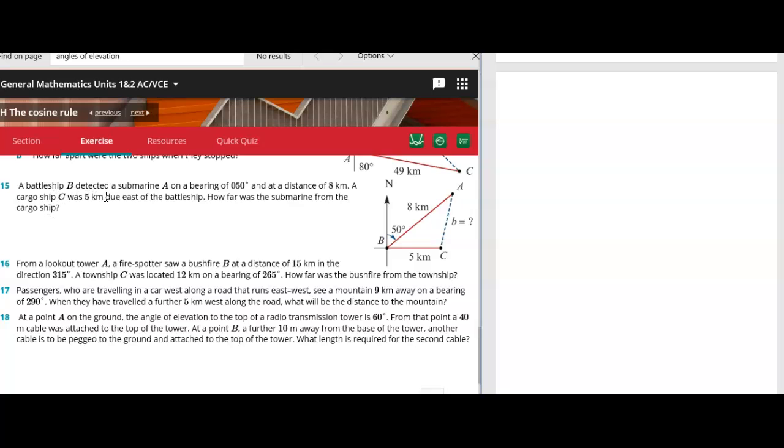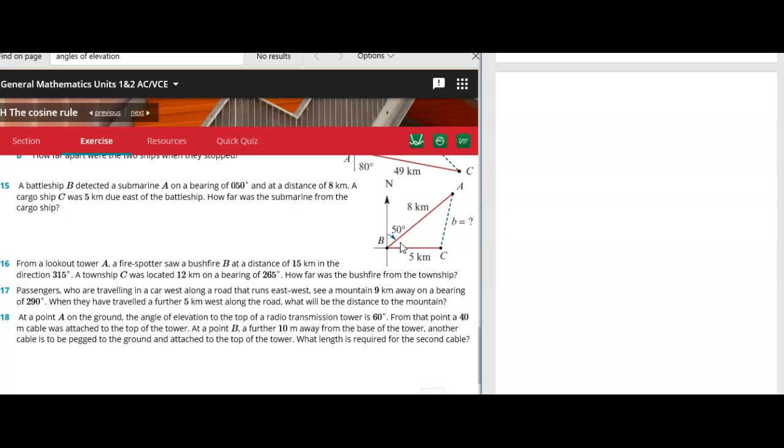A battleship B detected a submarine A. So here's the battleship, detected a submarine. There's a bearing of 50, distance 8 kilometres. A cargo ship C at sea was due east of the battleship. How far was the submarine from the cargo ship? Okay, so this one here is your straightforward cosine rule.